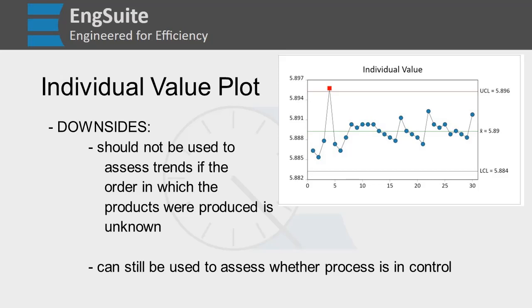But even if they're out of order, you can still use it to find those out of control points. And this is going to be actually a downside for a lot of these because a lot of them go in order, and you can't assess trends if the order is unknown.